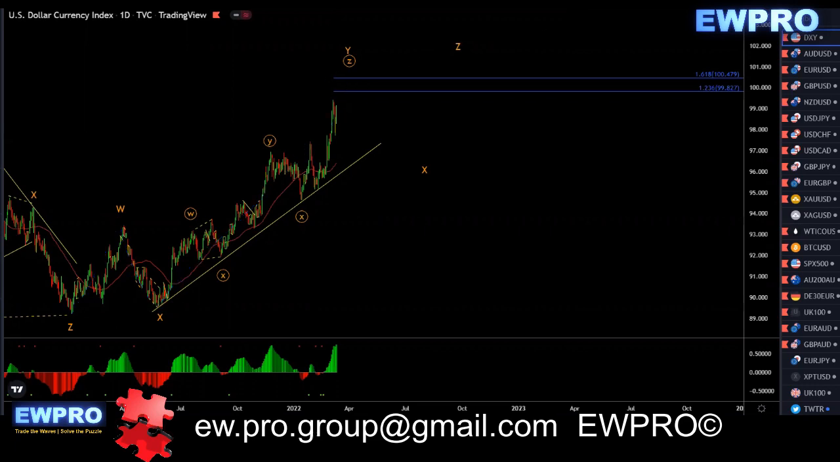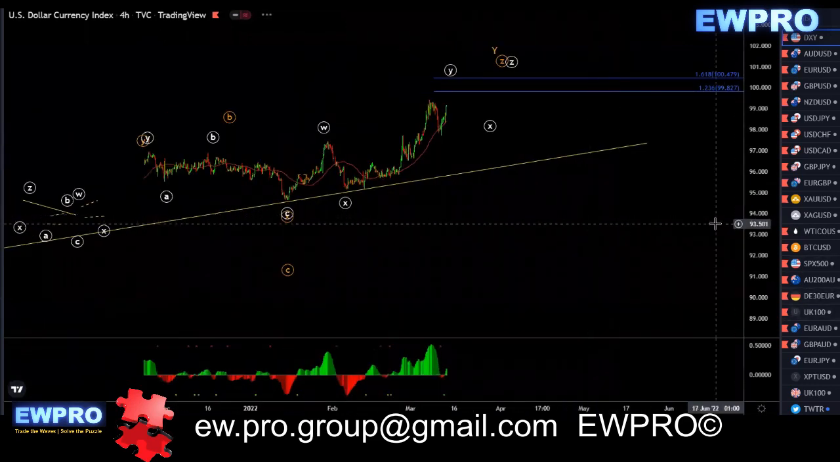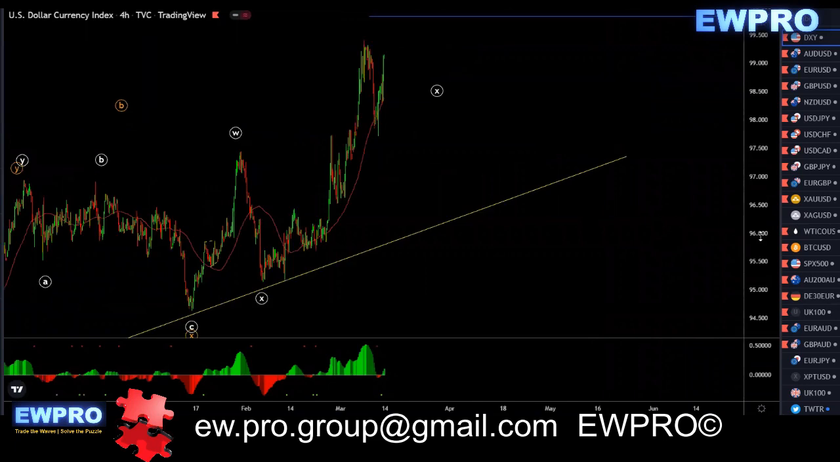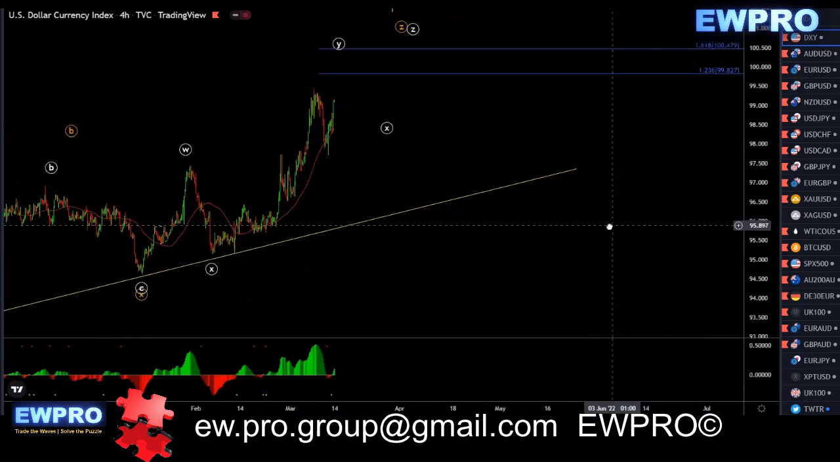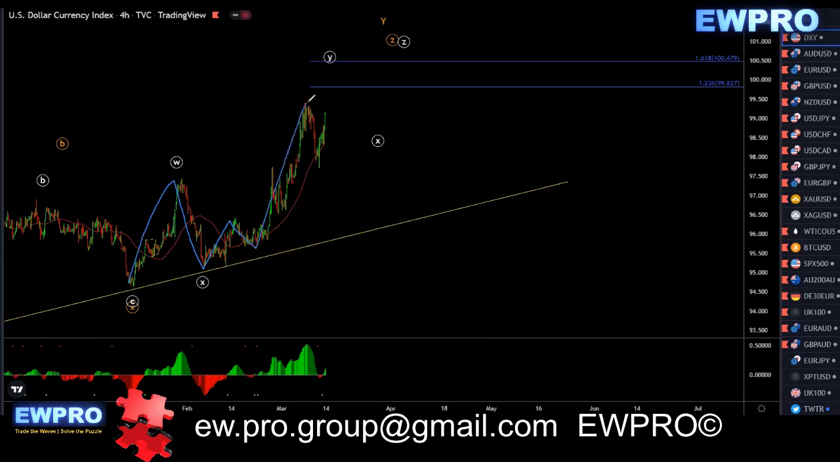Now, if we look at the H4, we're getting a very similar structure. We got a W with a very deep pullback, and then we get an extended wave in here, WXY, X2, and a Z up in the wave Y. So we're getting a very similar structure on the H4 as what we did on the daily.